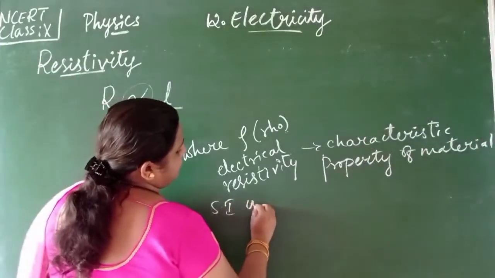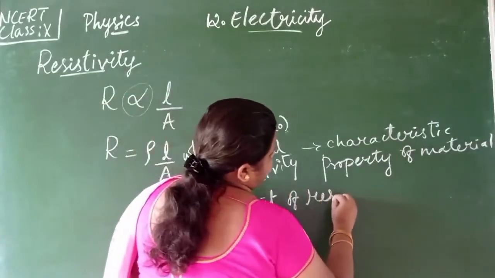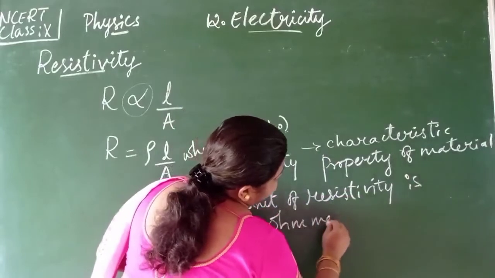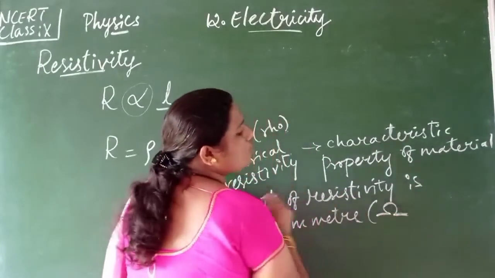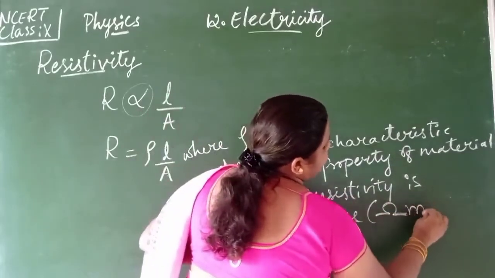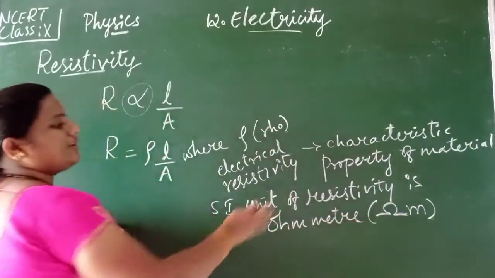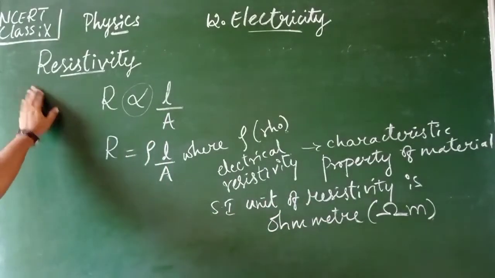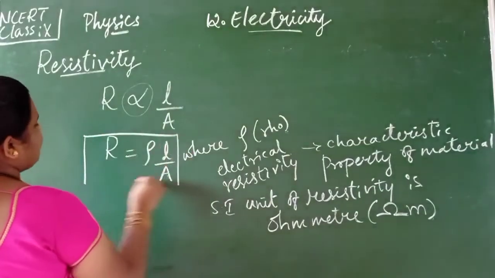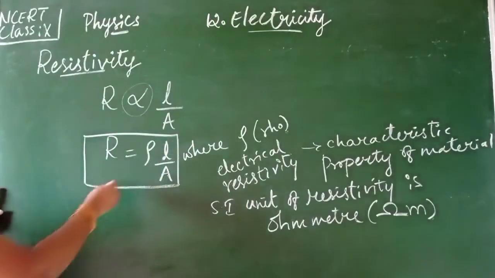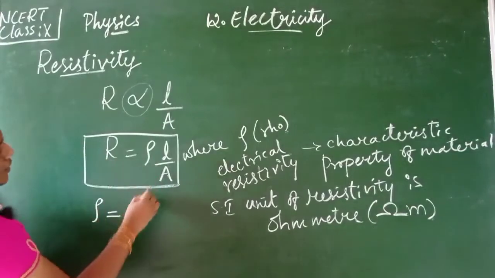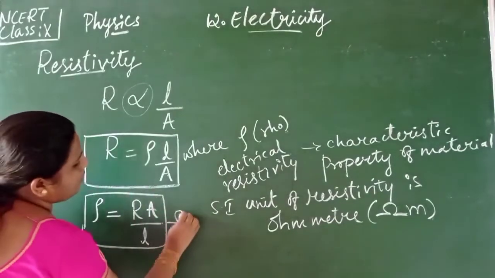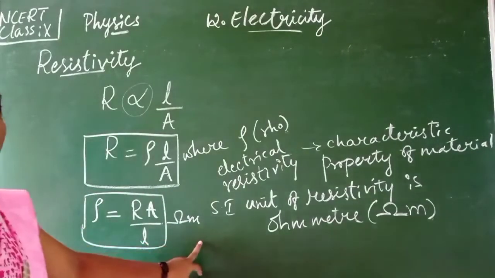The SI unit of resistivity is ohmmeter, children. Resistance unit is ohm, and here resistivity's unit is ohmmeter, isn't it? This is the symbol you have to use. Understand, children, how we have the expression for resistivity? Yes, R is equal to rho into length divided by area of cross section. And in terms of resistivity, how can we write? Rho equals R into A divided by length, with unit ohmmeter. Children, you should never forget writing the unit, isn't it?